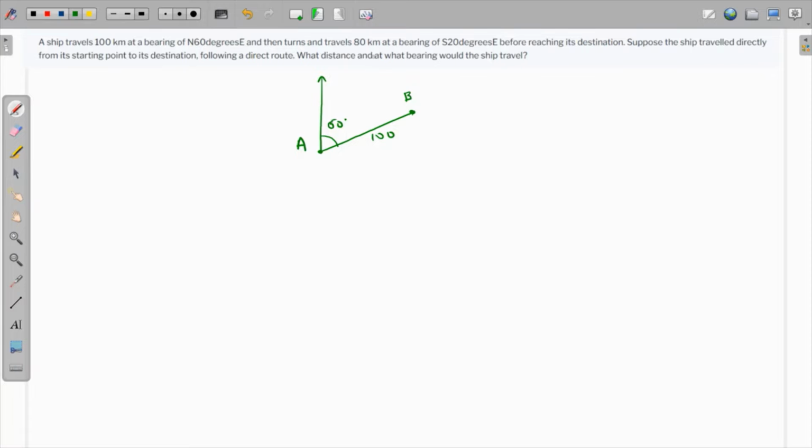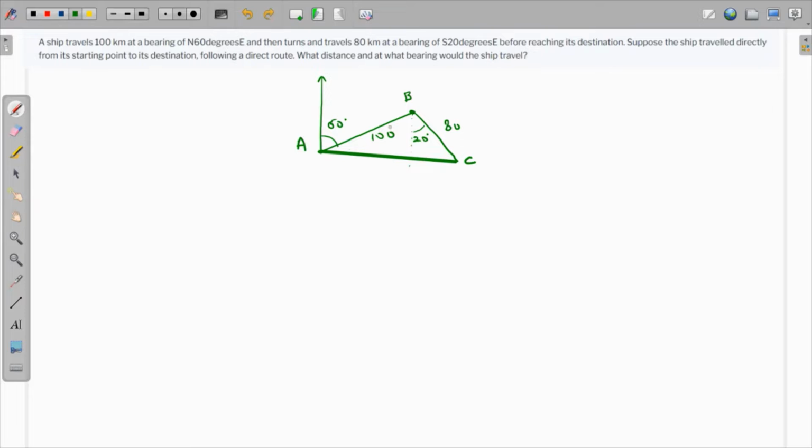And now it travels 80 kilometers at a bearing of 20 degrees east of south. This is south, and 20 degrees east is towards this direction. So this is 20 degrees, and this travels for 80 kilometers to reach C. Now it is given that the starting and the end point are definitely A and C. So if it takes its direct route, what is the distance of AC and the bearing of AC, as in if we can get this angle.